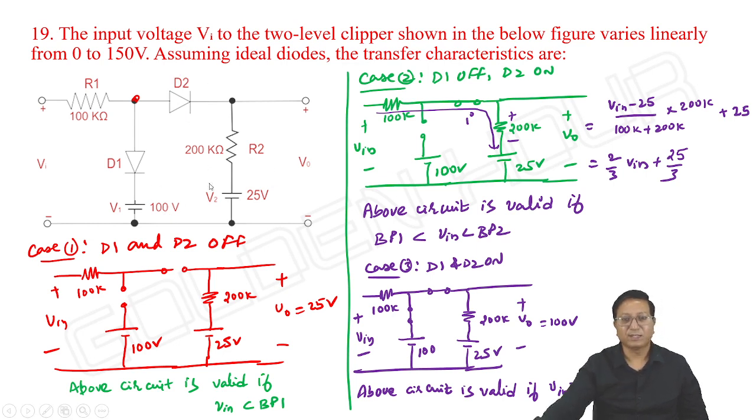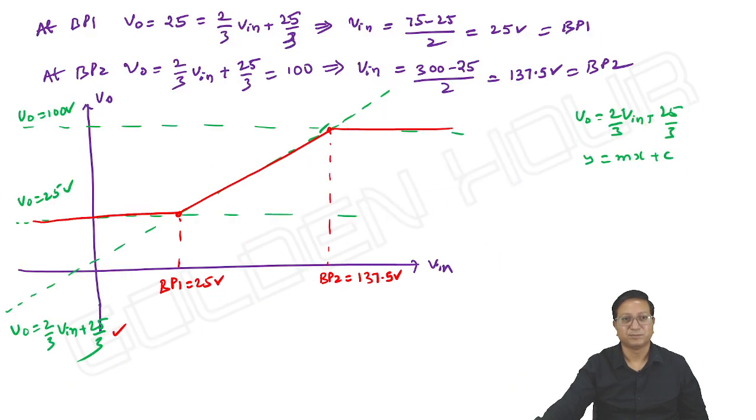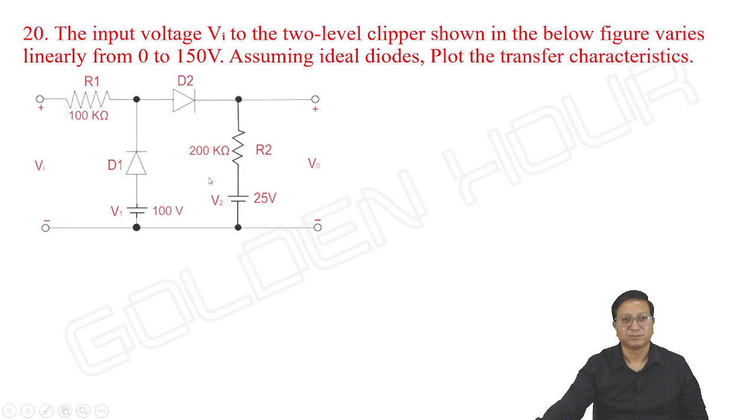This is also one interesting question. Next, see this. The input Vi to the two-level clipper shown in the below figure varies linearly from 0 to 150 volts. Okay, same thing. Assuming ideal diodes, plot the transfer characteristics. What about the transfer characteristics of this particular case?